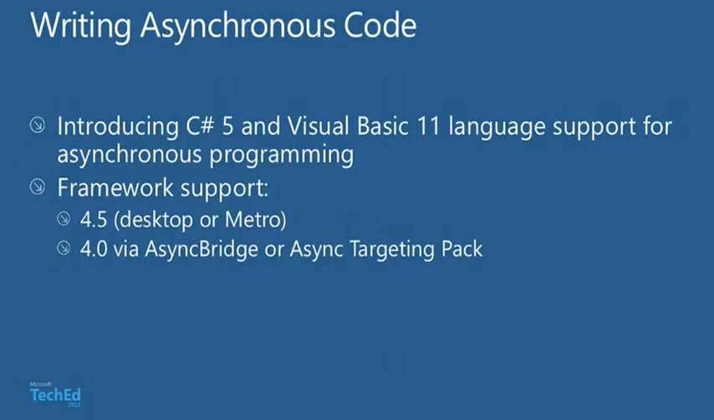These keywords depend on stuff that is in the 4.5 version of the framework. They'll work on both the desktop and the Windows Store, Windows 8 profiles. They work on the desktop or the Metro profiles. There is an open source project called Async Bridge, which ports some of those requirements back to .NET 4.0 so that you can use the C# 5 compiler and the async features on .NET 4.0. I believe Microsoft also have what they call the async targeting pack in the works, which will be an official component.